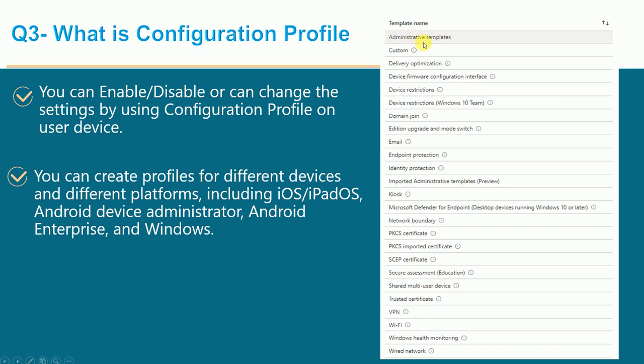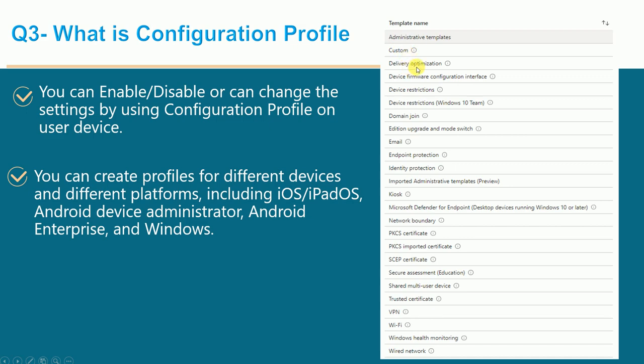So if we talk about the administrative template, here we have more than 6,000 settings or configurations which you can deploy on the end user device. So you can completely control your device. You can use the custom ones. If something is missing under the administrative template, you can go for the custom template. You can create it on your own.